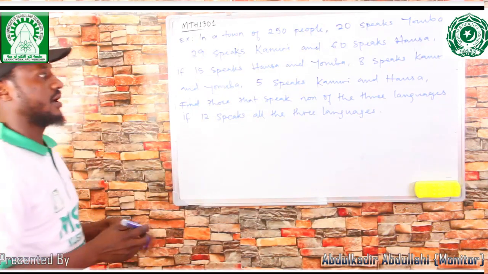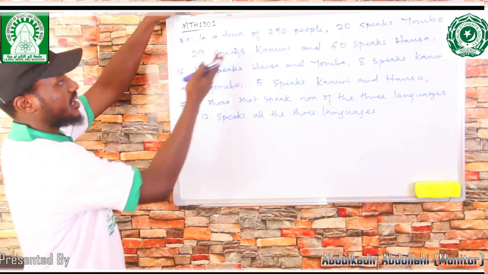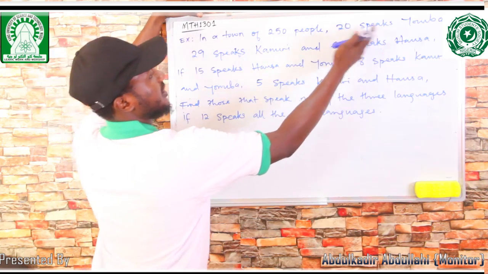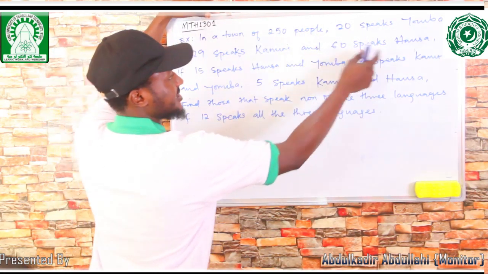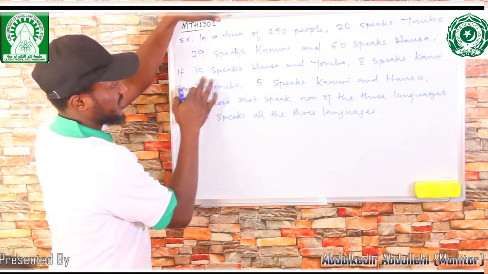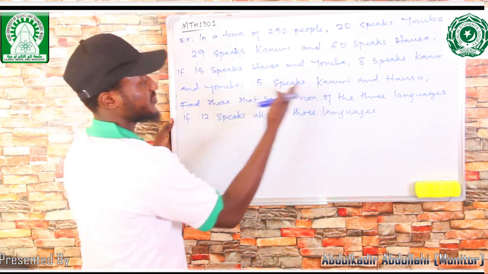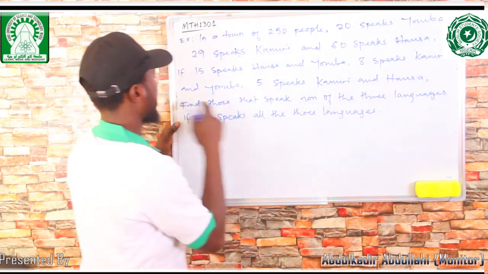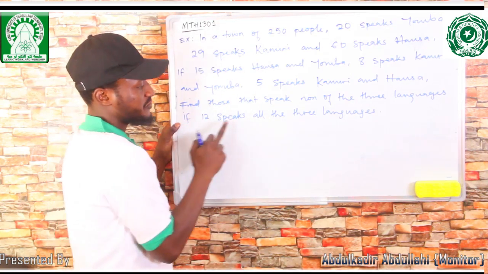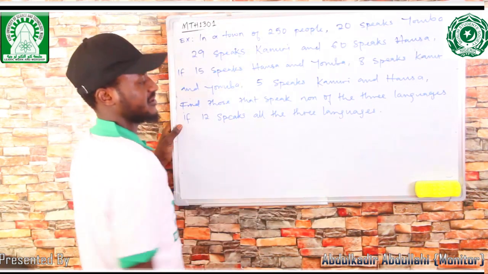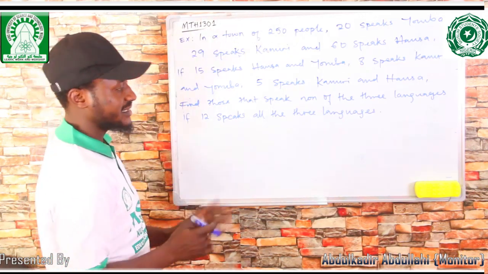Okay, now let's take a look at this example. It says in a town of 250 people, 20 speaks Yoruba, 29 speaks Kanuri, and 60 speaks Hausa. If 15 speaks Hausa and Yoruba, 8 speaks Kanuri and Yoruba, 5 speaks Kanuri and Hausa, find those that speak none of the three languages if 12 speaks all the three languages together. As usual, the first thing to do here is to collect the data.